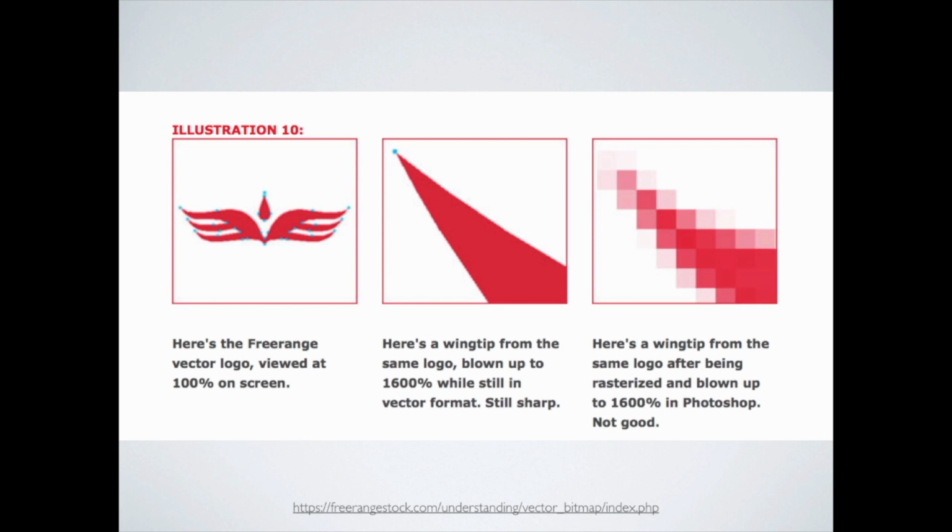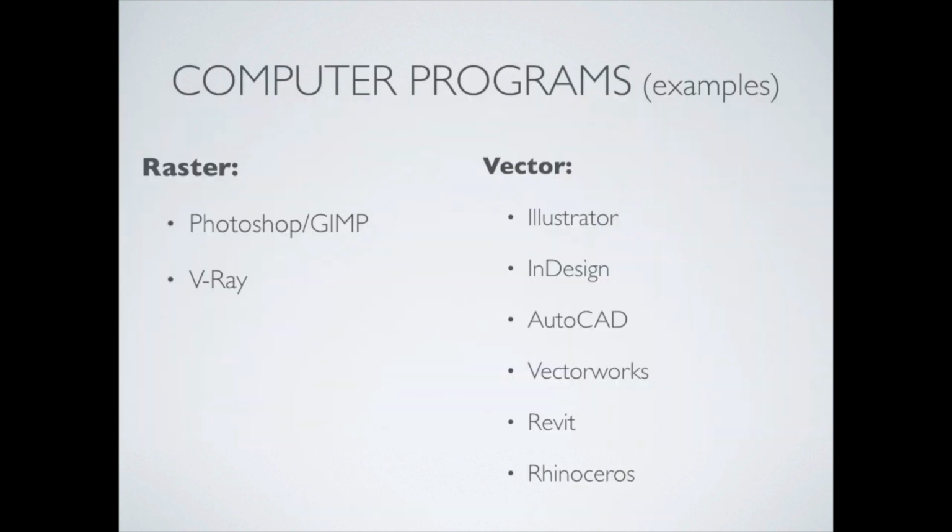Here's the next illustration. This is about blowing things up. We have the logo in its vector format. If we blow it up to 1600%, you can see that the tip of the wing right here maintains its nice sharp shape. If we take the same image and rasterize it, so we make it a raster image, and then blow it up to 1600%, look at how pixelated that becomes. That's what I'm talking about with being able to blow a vector file up and not lose the resolution.